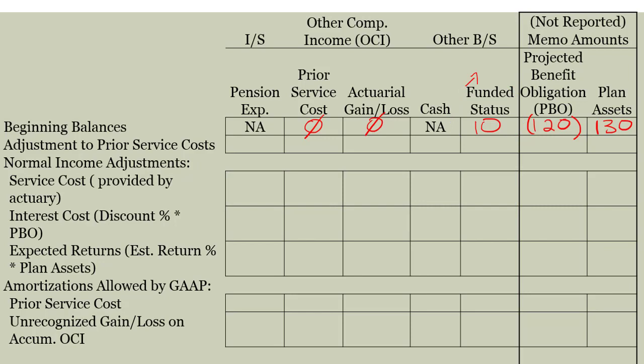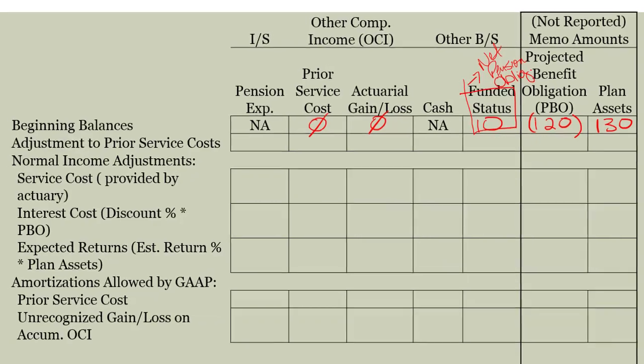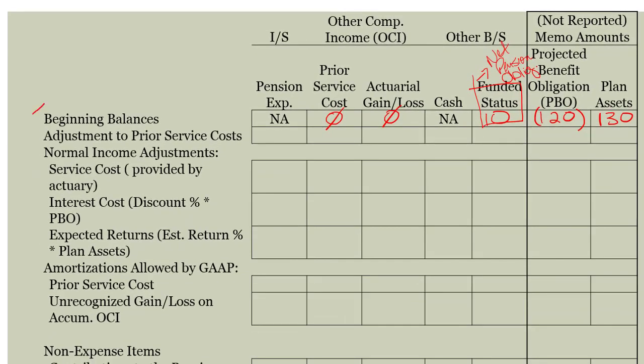This is our net pension obligation right here that shows up on our balance sheet. So last year's balance sheet showed net pension assets of $10,000. That's what that means. And this line right here, this was step 1.